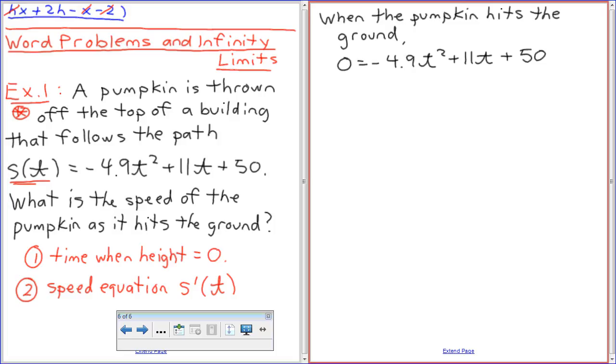All right, James, go all the way back to grade 10 in your mind for a minute. How do you solve a quadratic that equals 0? You can factor it, yes. When I see negative 4.9, I'm not going to factor it. There's just going to be a different way.